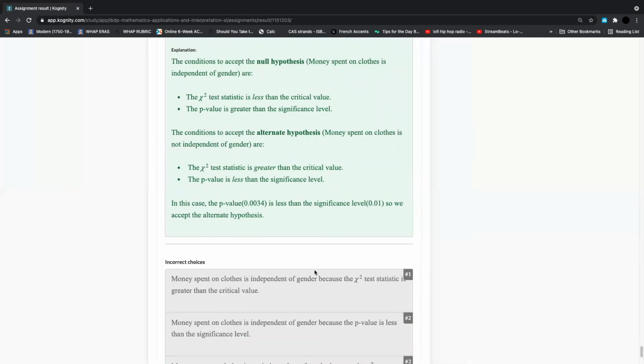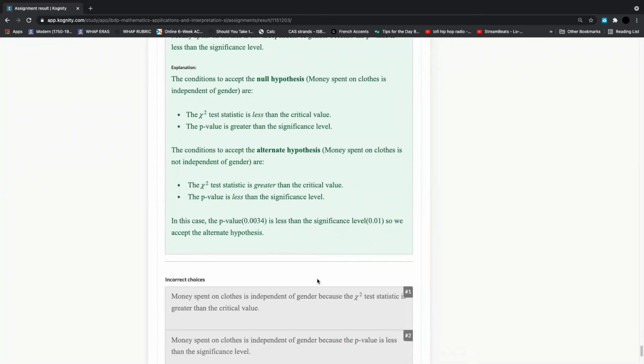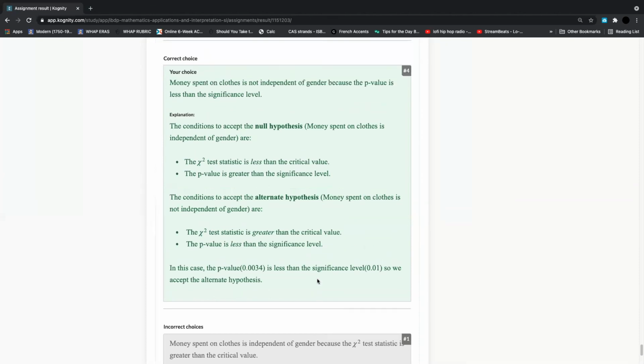Money spent on clothes is independent of gender because the p-value is less than the significance level. Well, those are two contradicting things, because if the p-value is less than the significance level, which it is, that means they are not independent of each other and they do have a relationship. So that is also incorrect. Money spent on clothes is independent of gender because the chi-square test statistic is greater than the critical value. Same concept as the last one. That's two contradicting things, because if the chi-square test statistic is greater than the critical value, that means there is a relationship, meaning that they are not independent of each other. So that is also wrong.